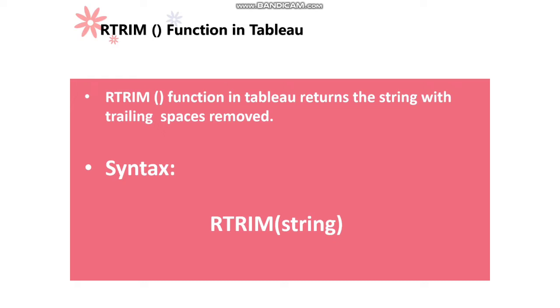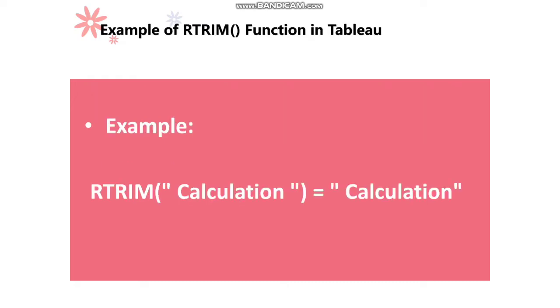The RTRIM function in Tableau returns the string with the trailing spaces removed. So RTRIM only focuses on the trailing spaces, and it trims the trailing spaces and returns us the string. The syntax is right below, RTRIM of string. And the example is like this: RTRIM of calculation equal to calculation. We have a space over here and we have a space at the end of the string as well. So it will only focus on the trailing space, which is nothing but this, and it will trim that particular space and return the string.